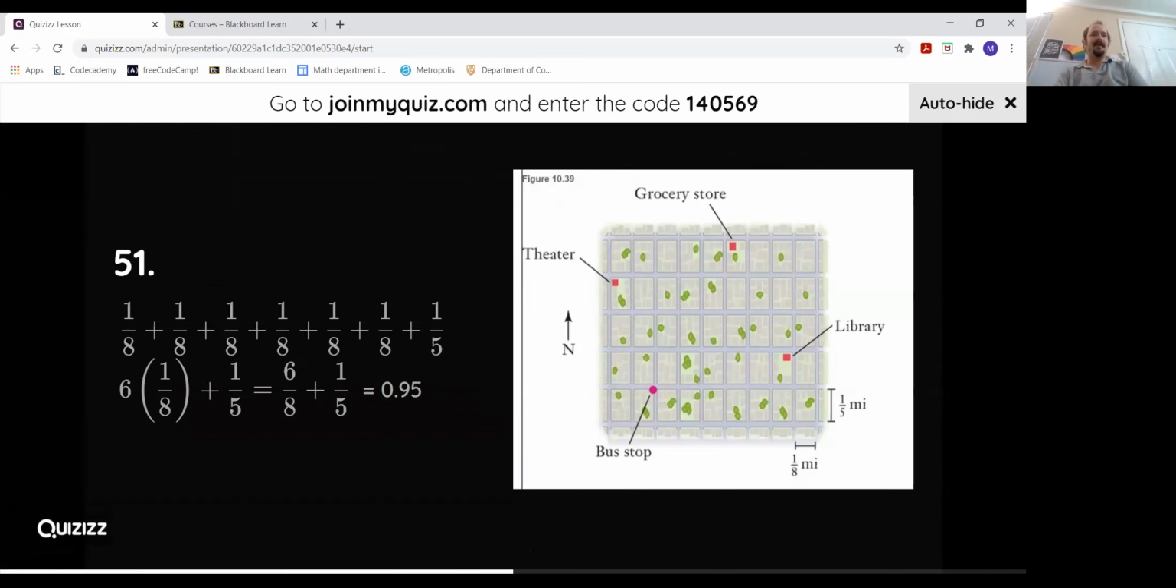So how are you getting that? You're going 6 blocks that are 1/8 of a mile, and you're going one that is 1/5. Or you do 6/8 plus a fifth, which is going to give you 0.95.